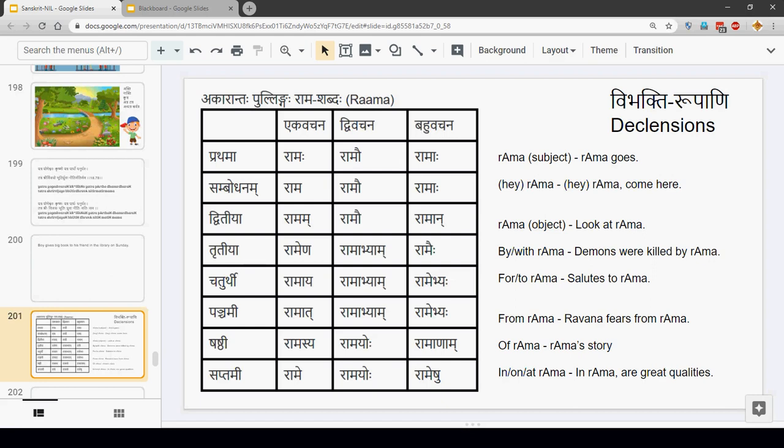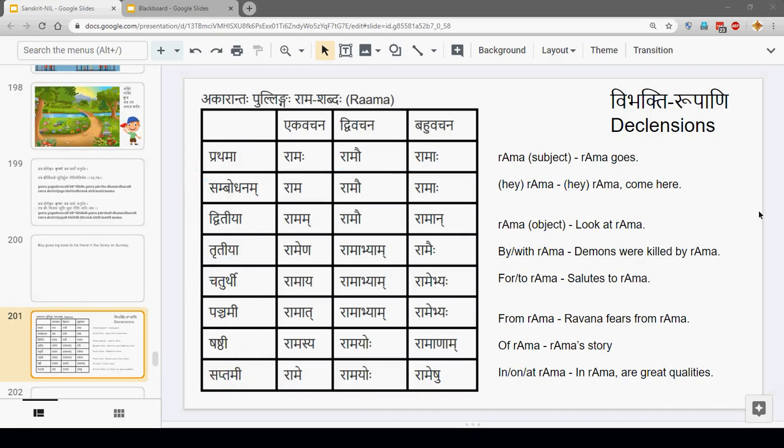Now, the rows here, the horizontal lines, indicate the ending case of that noun. They are just numbered here. They are called by the numbers. The first one is called prathama. Prathama means first case. Second is called dvitiya, the second case. Tritiya means third case. Chaturthi means fourth case. Panchami fifth case. Shashti sixth case. Saptami seventh case. And there is one called Sambodhanam. It is not a separate case. It is a variation of Prathama, the first case. Sambodhanam is calling. This form is used when calling or addressing somebody.